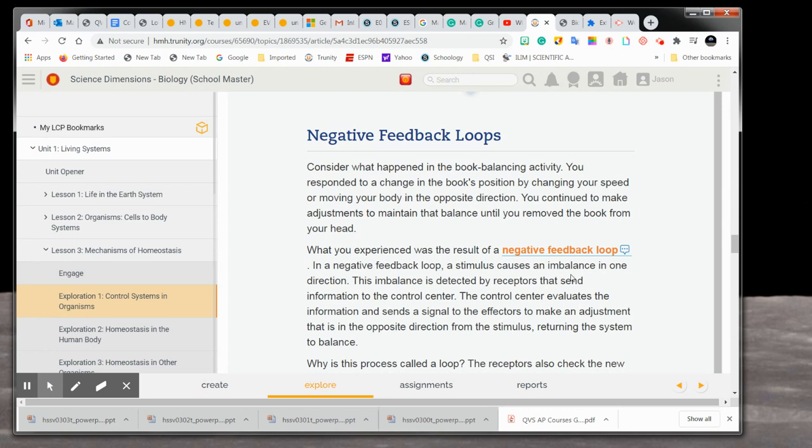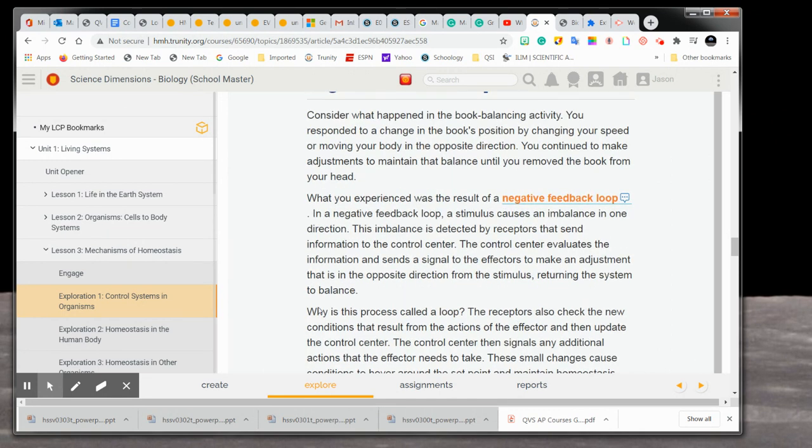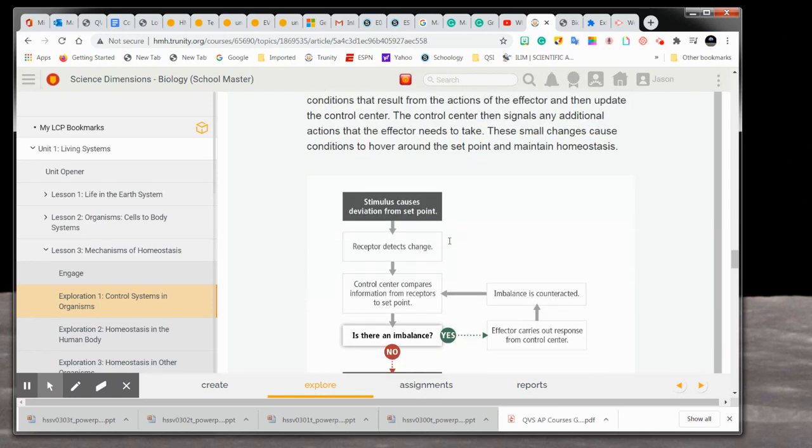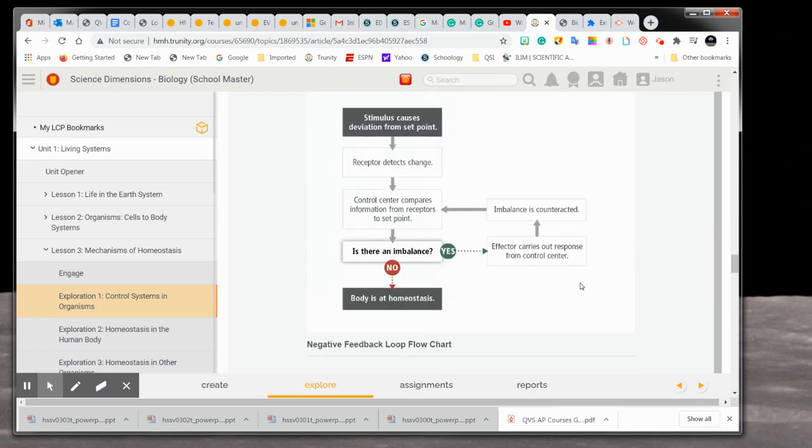Once a stimulus causes an imbalance in one direction, this imbalance is detected by the receptors, which send the information to the control center. The control center evaluates the information and sends a signal to the effectors to make an adjustment in the opposite direction of the stimulus, therefore returning the system to balance. Why is this process called a loop? Because the receptors also check new conditions that result from actions of the effectors and then update the control center. Here's a good little diagram that you need to commit to memory.